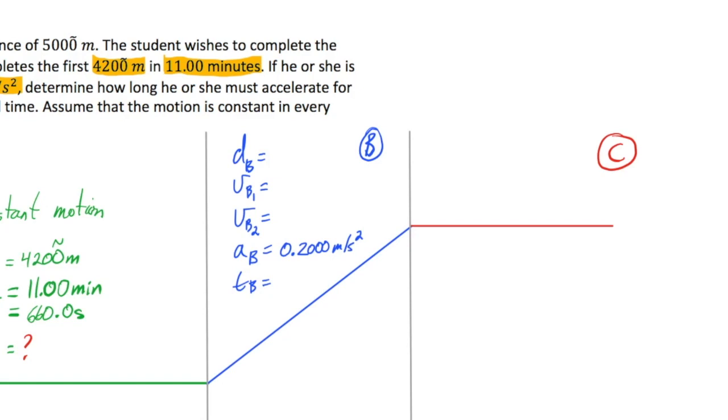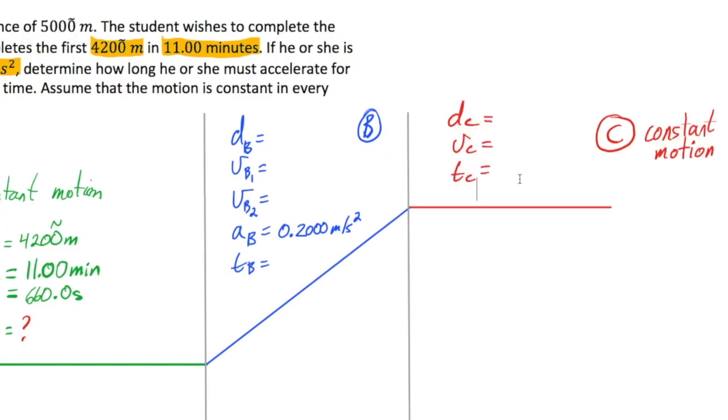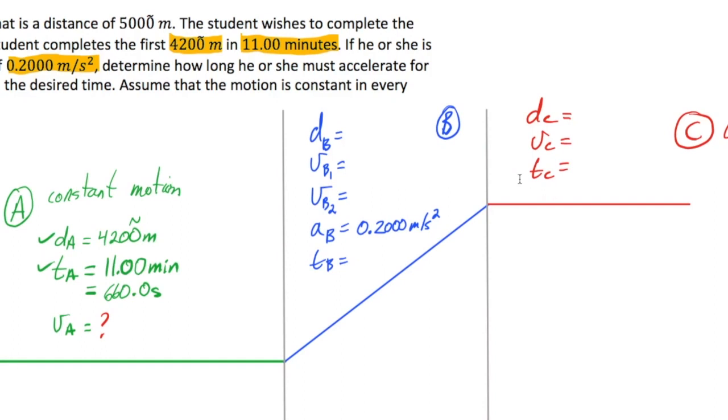And in section C, since it is also constant motion, we have the three kinematic parameters: distance in C, the speed in C, and the time in C. So there are a lot of blank spots that we need to fill. And that's what makes this question pretty intense.